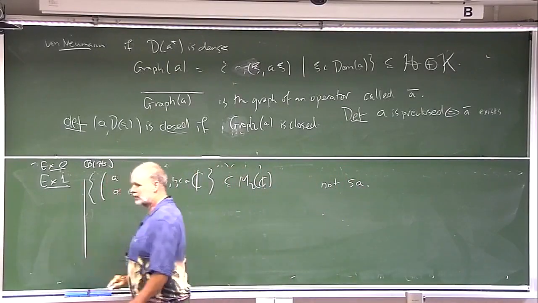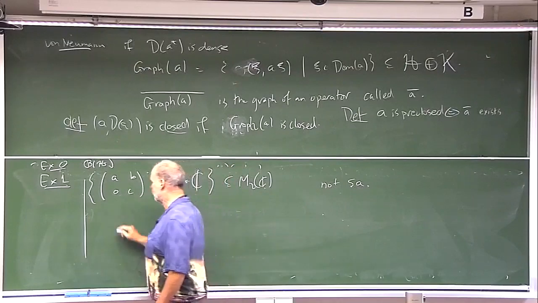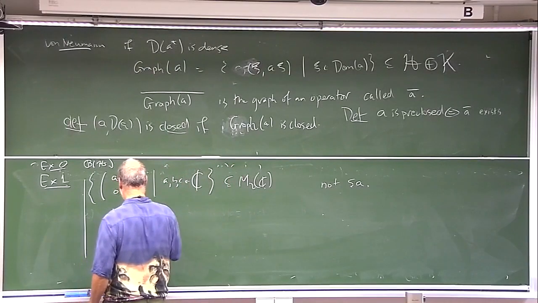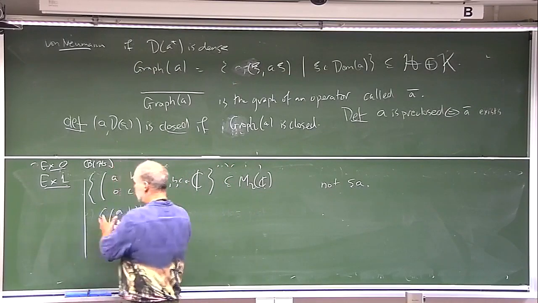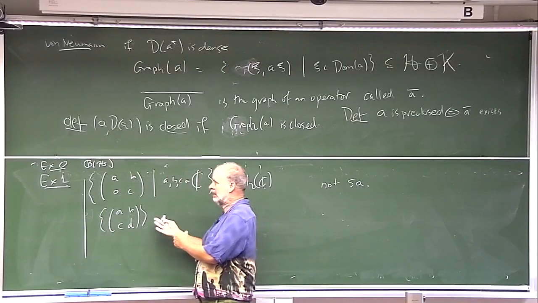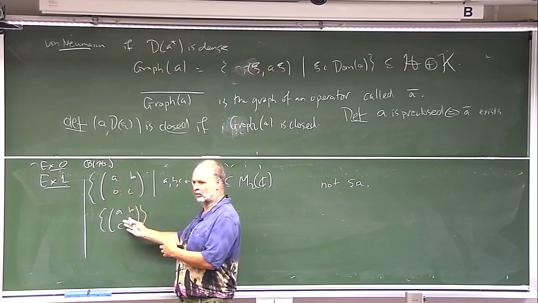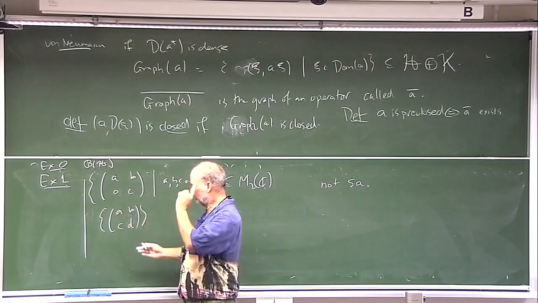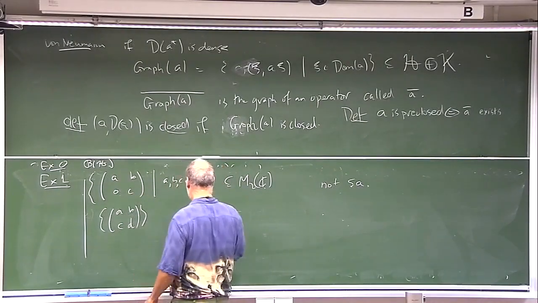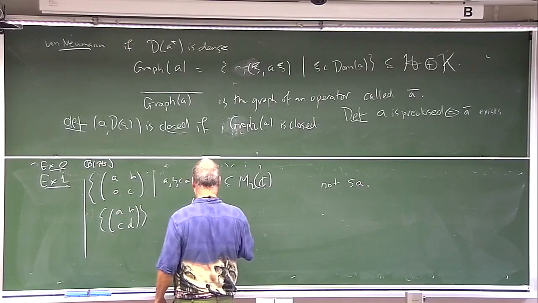The examples of things that are von Neumann algebras are, of course, the full matrices A, B, C, D, because that's the 2 by 2 matrices, and that's B of H when H is dimension 2. That's a von Neumann algebra. I'm thinking of all these things as acting on C2. And the other one is the diagonals, A, 0, 0, B.